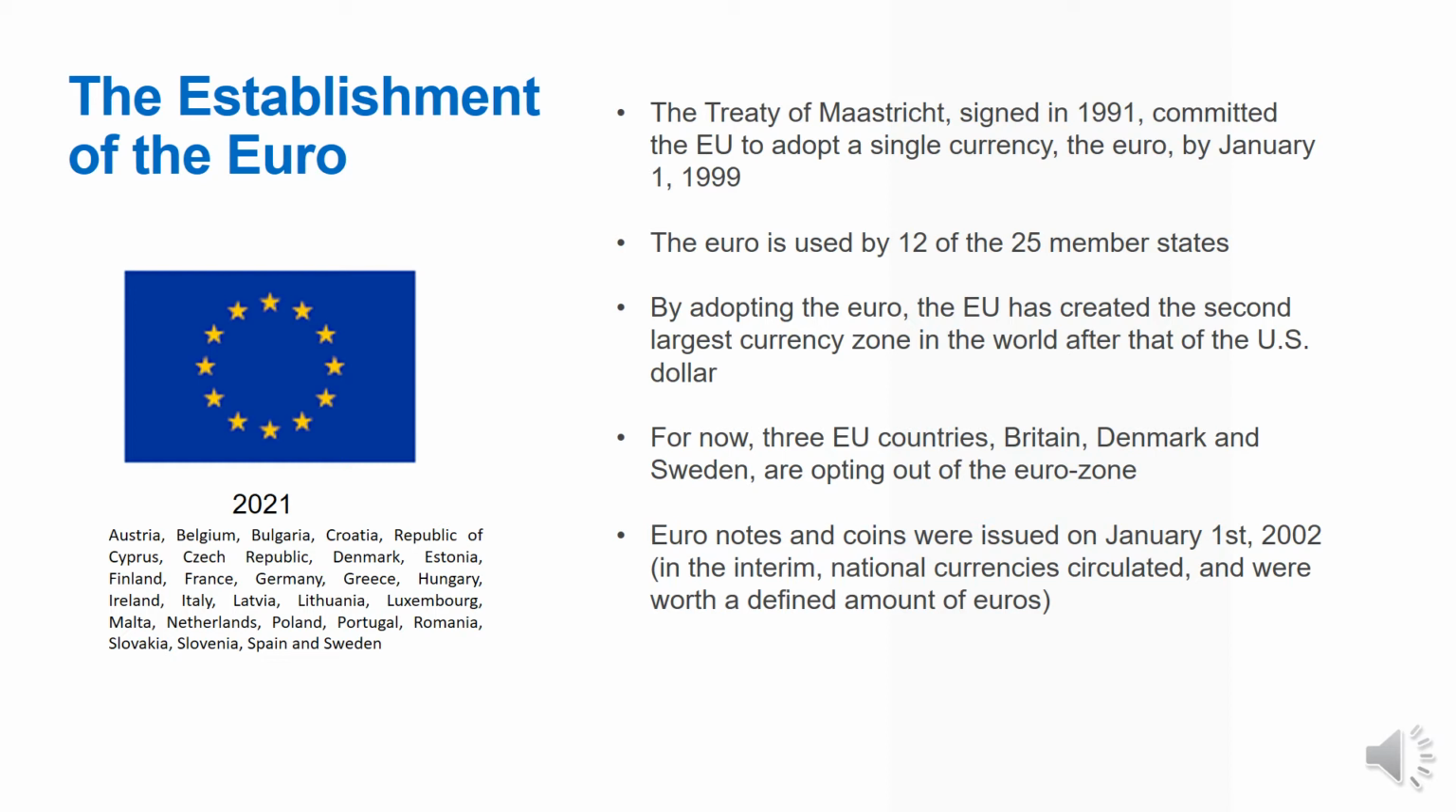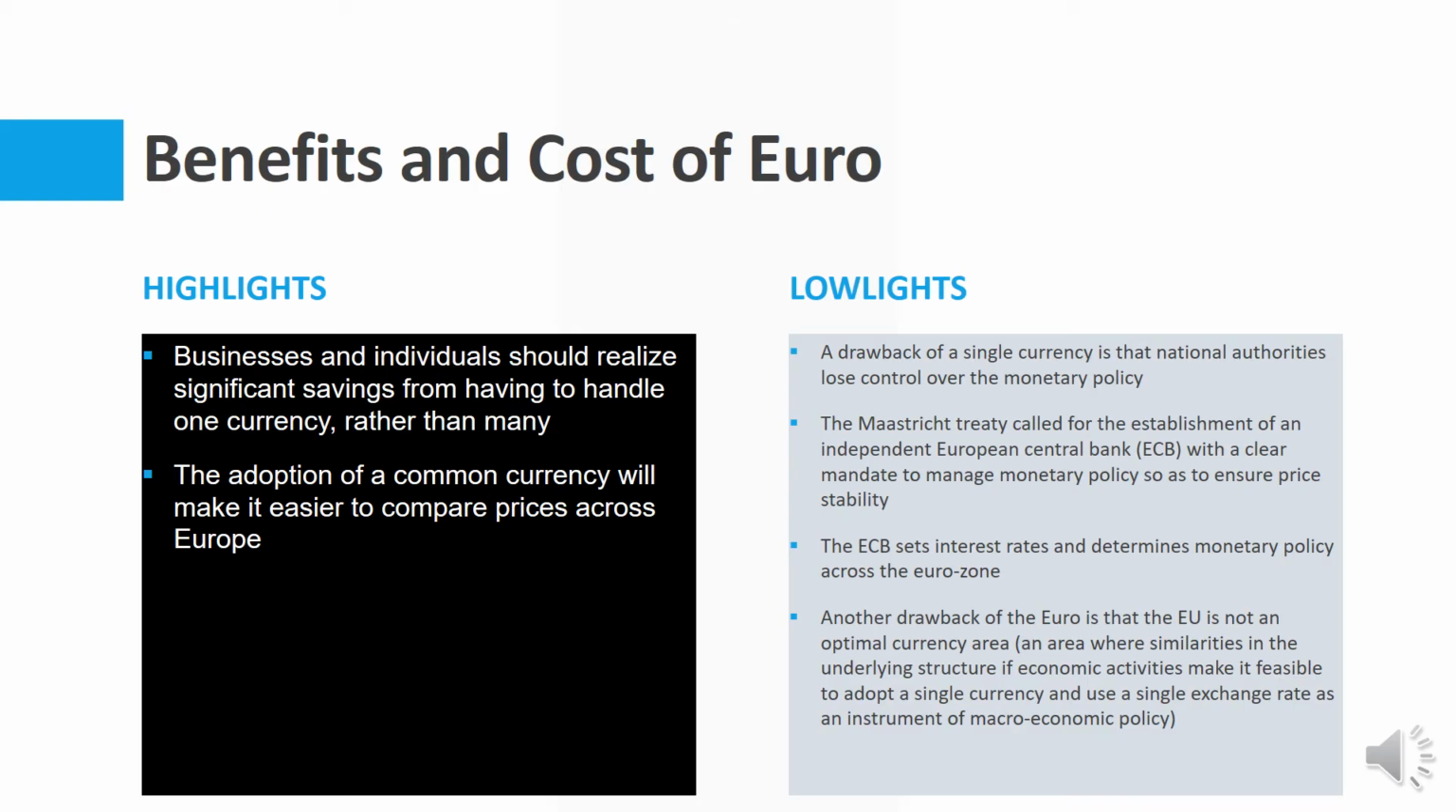Here are some of the member countries of the Euro area for 2001. We have Austria, Belgium, Bulgaria, Croatia, Republic of Crete, Czech Republic, Denmark, Estonia, and many more here.